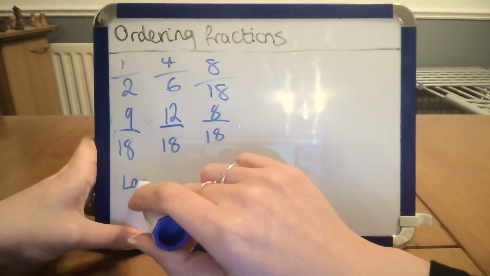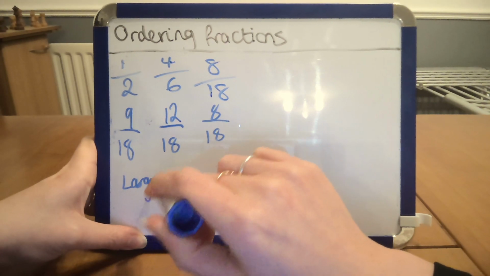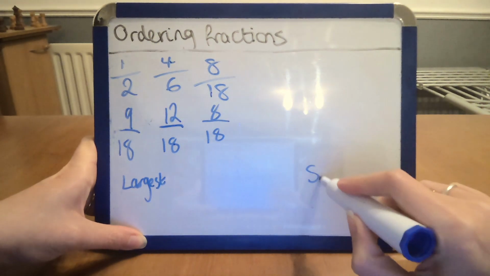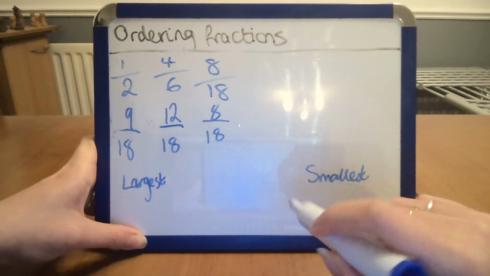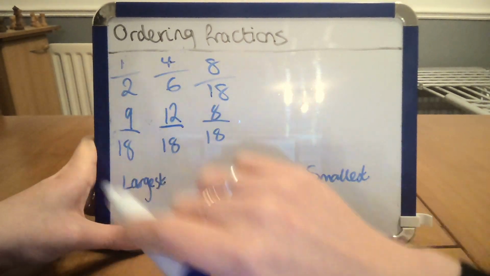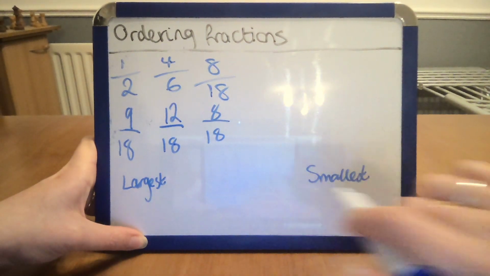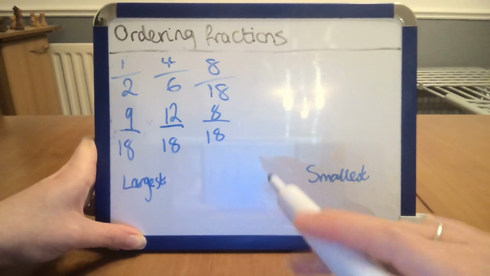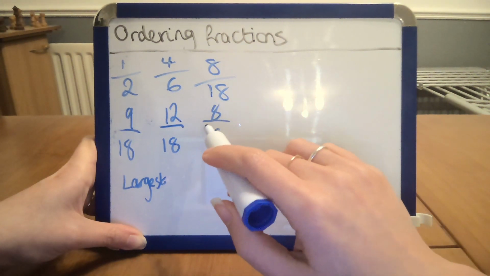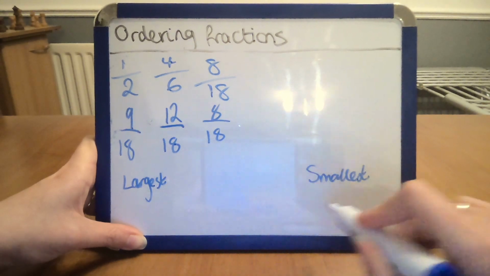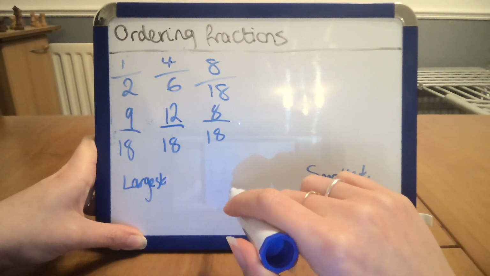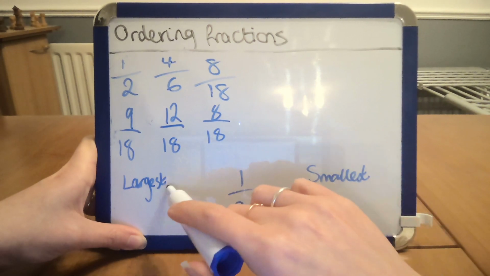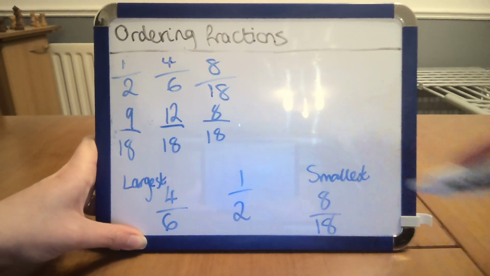Just to change it up a bit, let's go largest to smallest. Now I still have to put the original fractions I was given on this number line, sort of largest to smallest. So my smallest is 8/18, and then it would be 1/2, and then 4/6, and that's my answer.